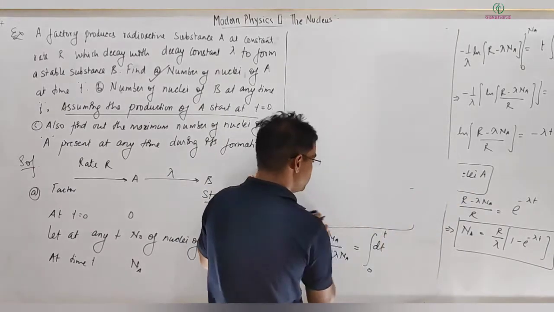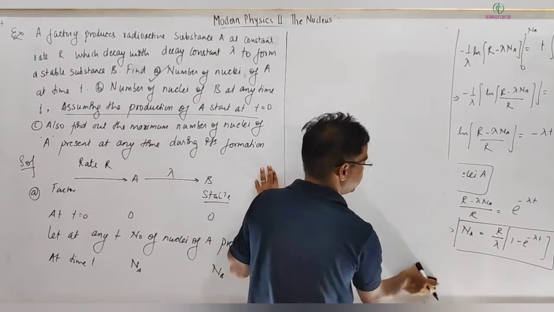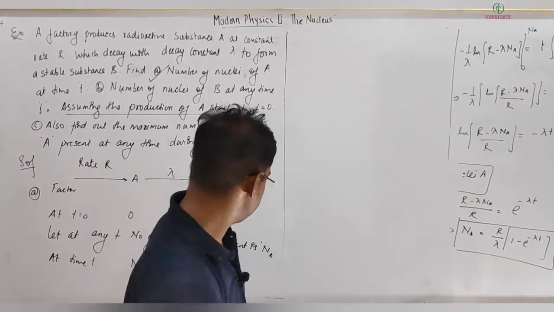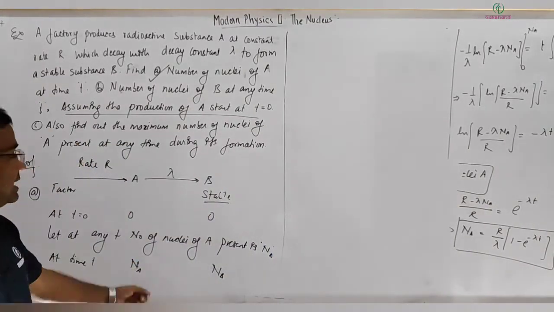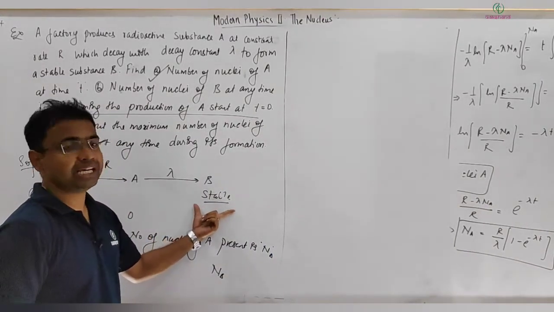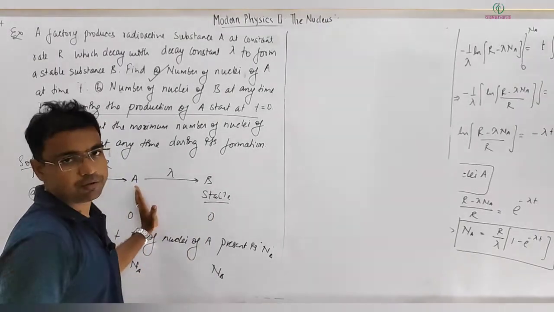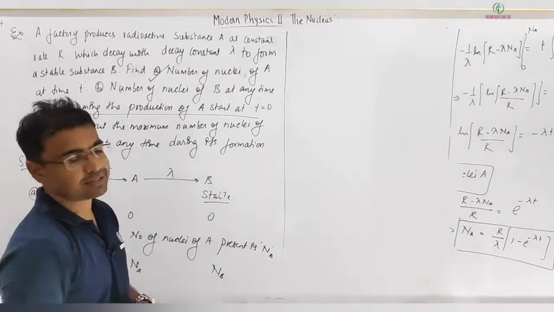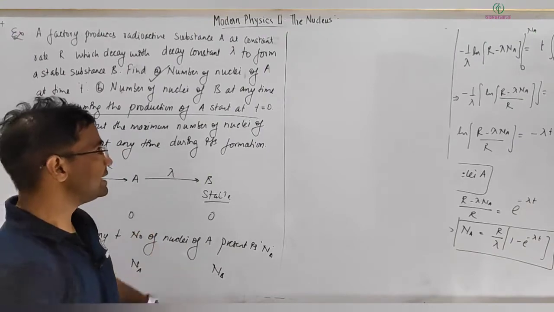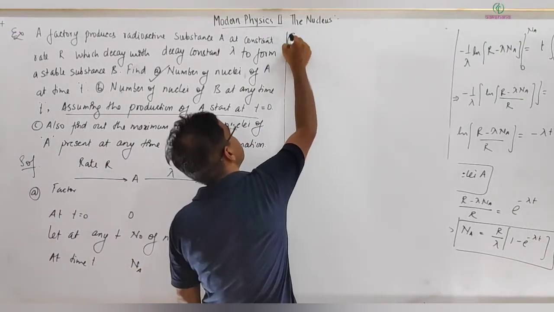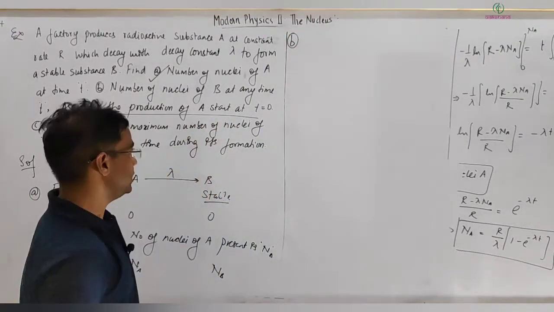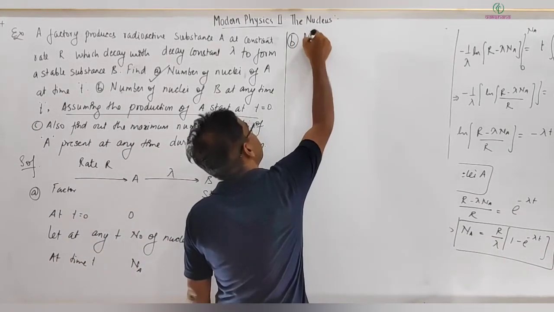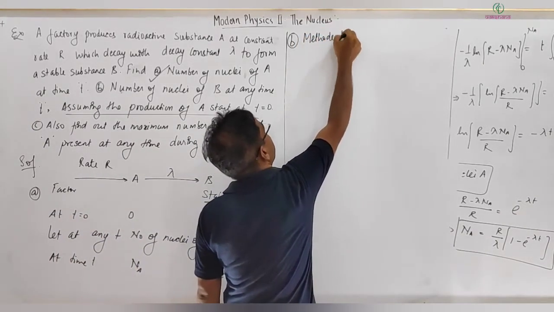There are two ways we can work out B. One is that the rate of formation of B is equal to the rate of decay of A, and we integrate that and get it. The other is another way. Let me first tell you the easiest way. Let's say this is method 1.